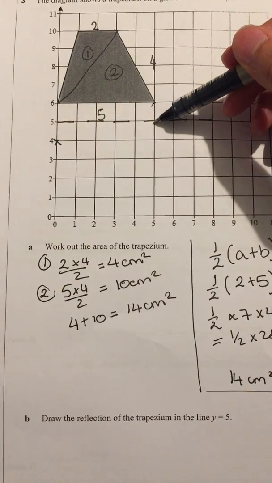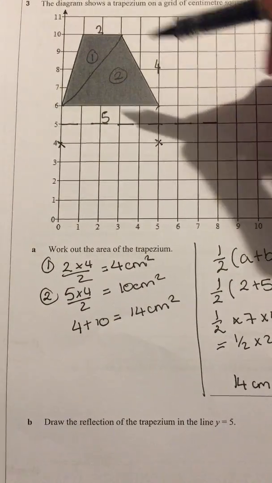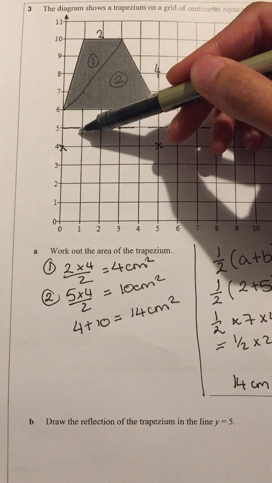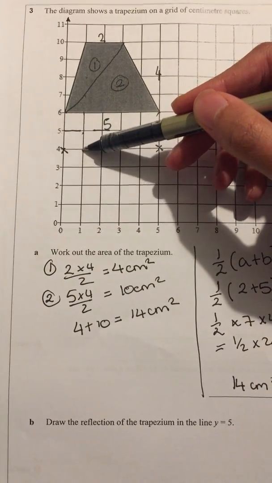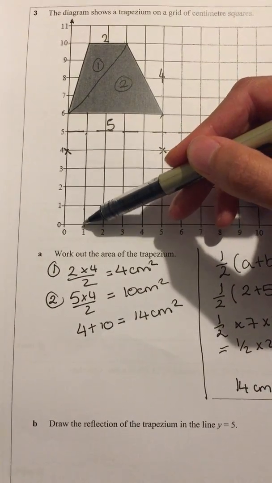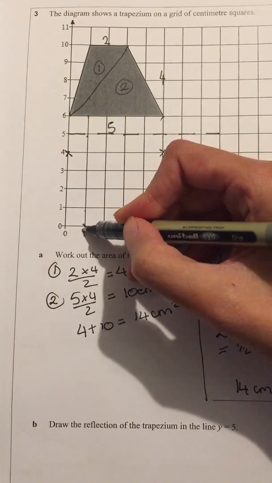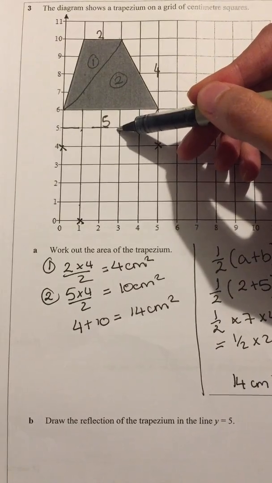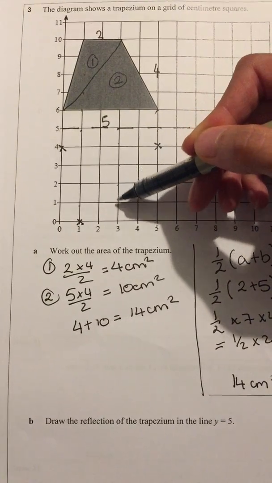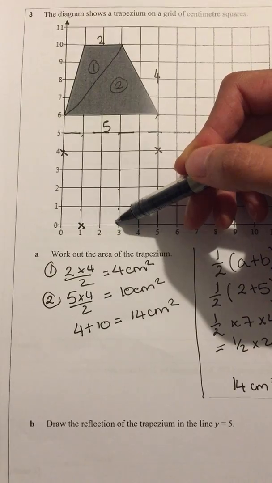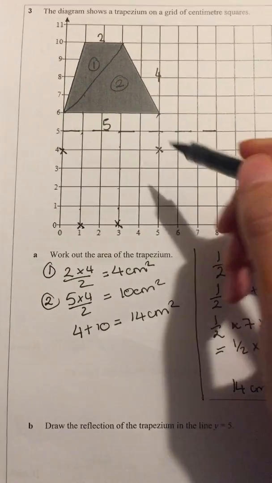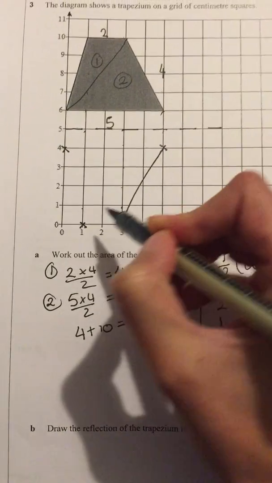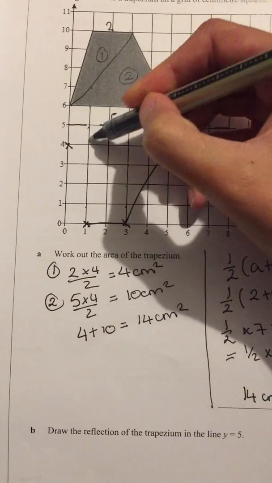This corner is also 1 square above and will be 1 square below. This corner is 1, 2, 3, 4, 5. So I need to go 5 below. 1, 2, 3, 4, 5. So it's there. And this one is also 1, 2, 3, 4, 5. So I draw it there. And then I can't hold a ruler and film at the same time, but you using a ruler would draw these, drawing the lines together.